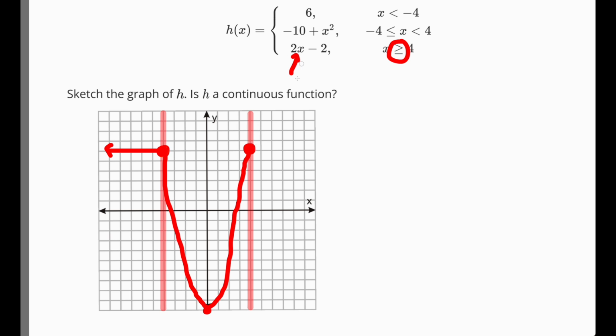Now it's 2x minus 2, so from here we should be able to go up 2 over 1, and you end up having something that looks like this. I'm going to connect the dots, and you end up with something like that. Okay, now you need to see, is there any holes, jumps, or gaps? Is H continuous? It is, so the answer for this question would be yes, it is continuous.